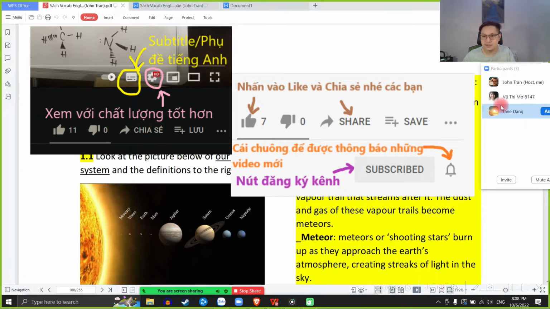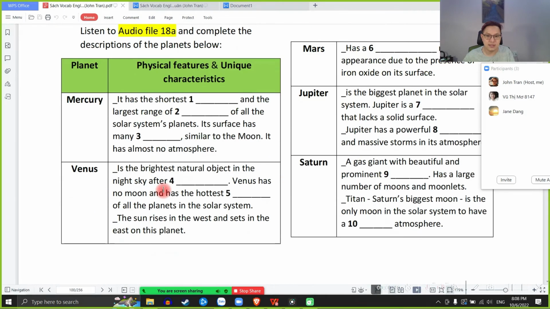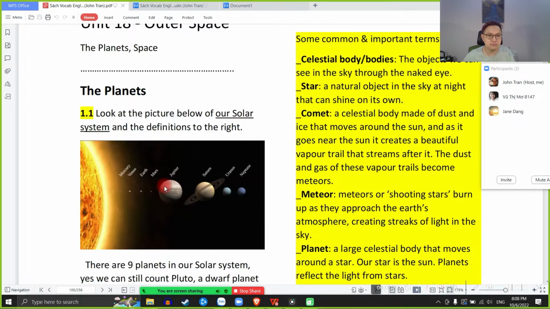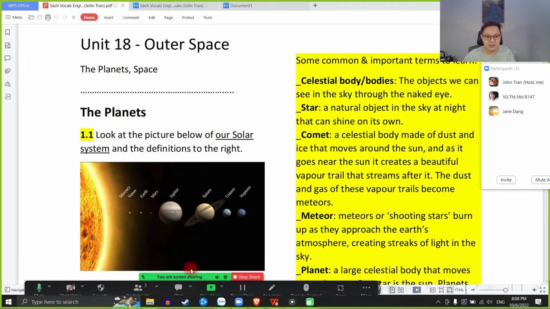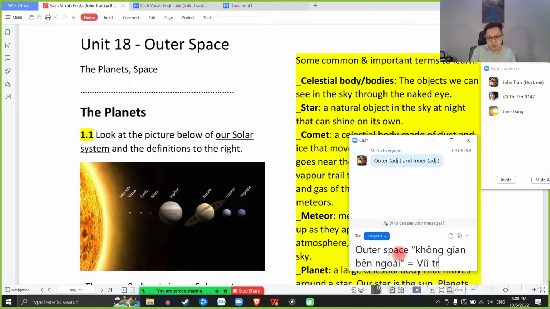Okay, so we will have more students coming later, but now let's do Unit 18, Outer Space. So first, let's look at here. What do we have here? So the word outer means outside, of course. We have the word outer and inner. So outside and inside. Nó chỉ là bên trong bên ngoài thôi. So outer space, không gian bên ngoài. What does it mean? It means vũ trụ.